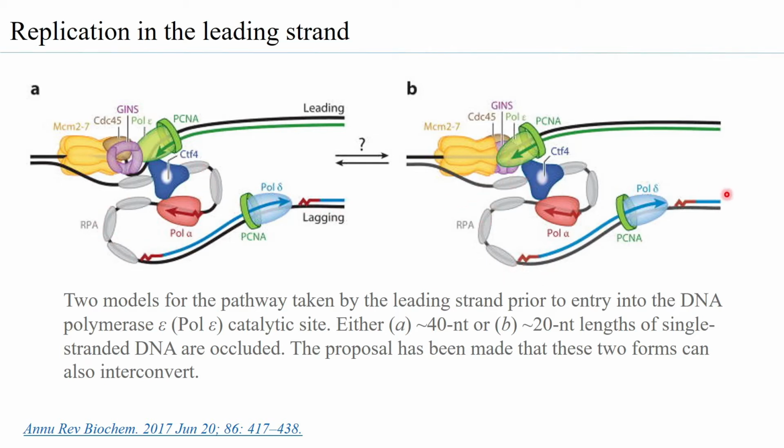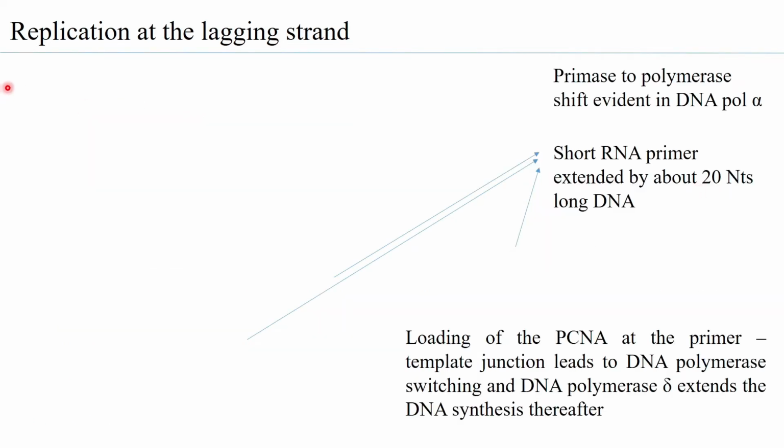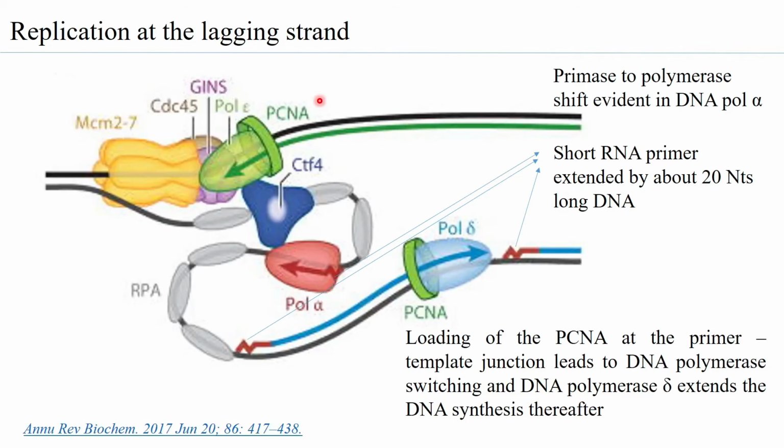So we now go to understanding the replication in the lagging strand. Replication at the lagging strand is dependent on the same thing, where you can see that the connection between the CMG complex and the lagging strand is through the CTF4. So the primase to polymerase shift is evident in DNA pol alpha. You can see that from when you have the DNA pol alpha binding to the lagging strand, it will first form a short primer.